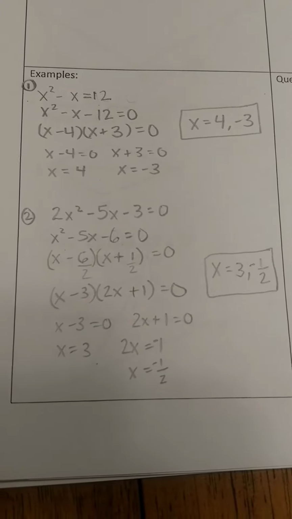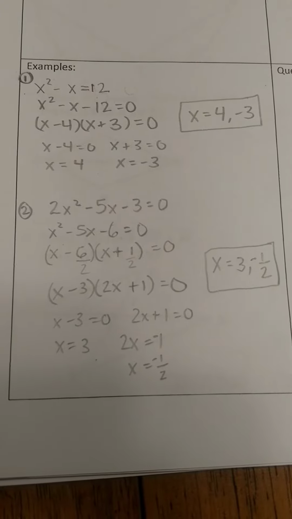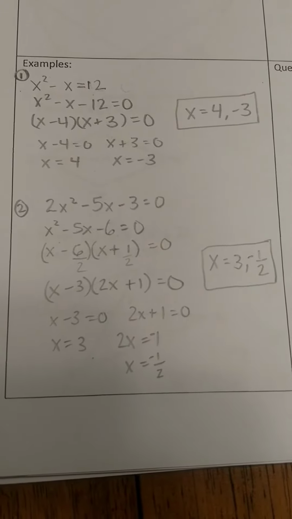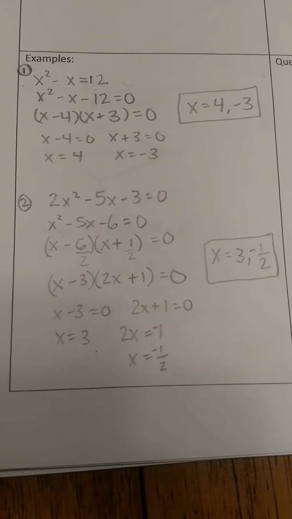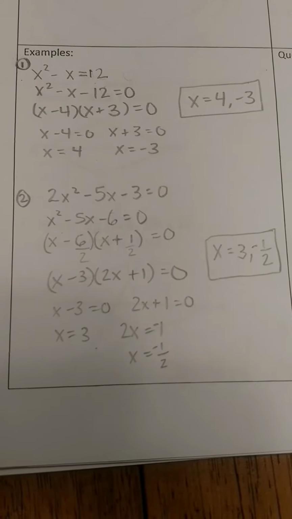So x minus 4 equals 0 and x plus 3 equals 0. Once you solve that, you add 4 to each side for the first one, and x equals 4. For the second factor, you would subtract 3 from each side, x equals negative 3.